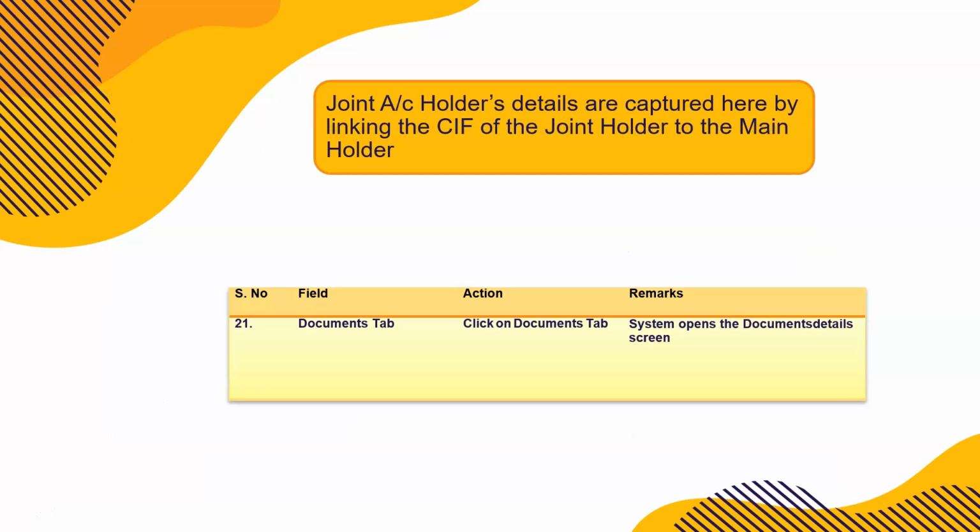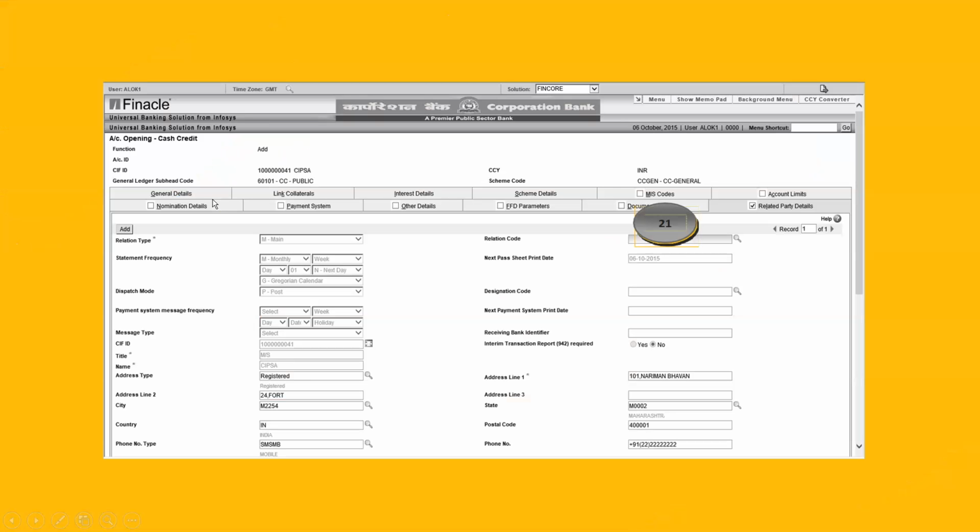Joint account holder details are to be captured here by linking KIF, or somewhere people call it SIF also. This is the customer information file. We have to open a KIF ID for the joint account holder before linking to the main account. So here in the document tabs, we add the documents whatever we have taken, hypothecation agreement, and whatever else we can keep on adding. There's an add button also there, so you can add these details there also, right? So here you can see.